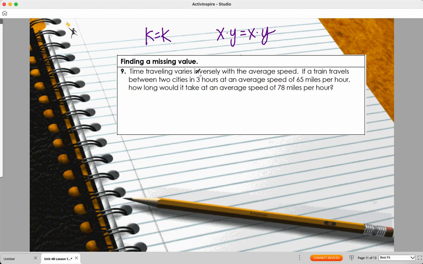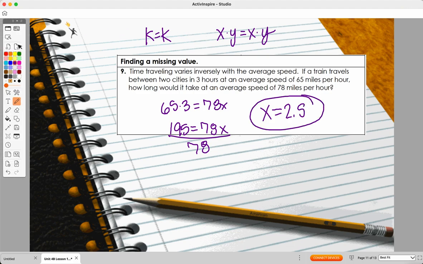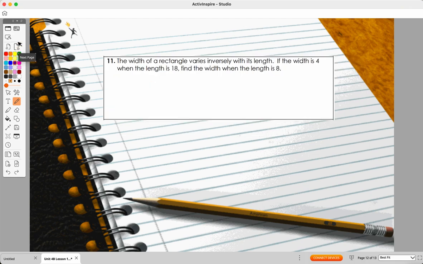So here's my time is y. My speed is x. Sorry, this is y, this is x. So it's 65 times 3 is equal to 78 times x. When I multiply, I get 195 is equal to 78x. And I do my math, divide by 78. I know that it takes now 2.5 hours if I'm driving 78 miles an hour versus 65 miles an hour to get to this city. Saves me a few minutes. Go ahead and give number 11 a try and see what you come up with on this one.